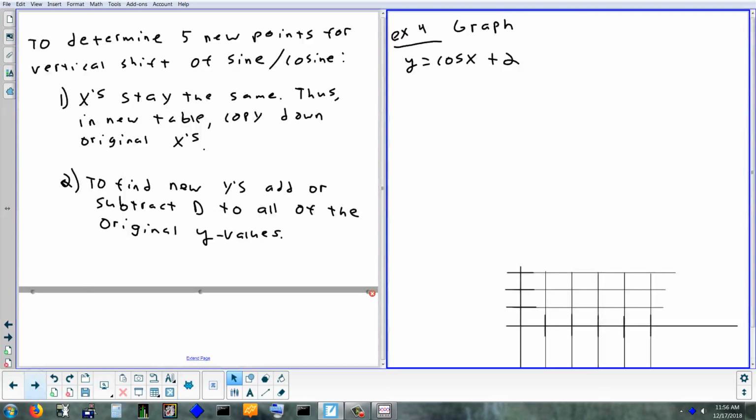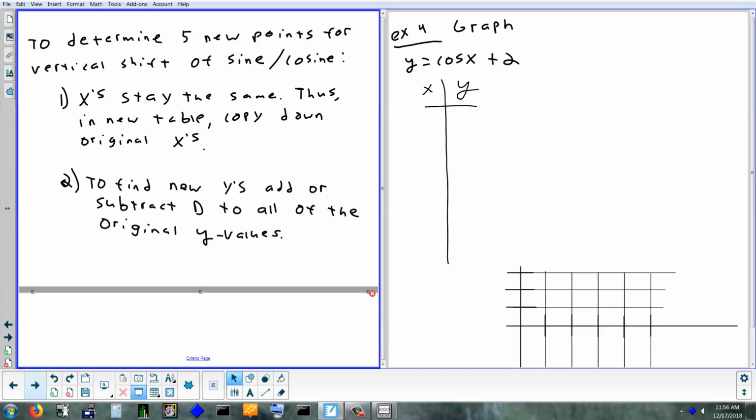How do you know that that's a vertical shift and not a phase shift? Because they both use addition. So how can you tell the difference? Yep. It's not in parentheses with the x, the letter. Okay? It's not in parentheses with the letter. So, Michael just told us, or he confirmed why it's a vertical shift. X's stay the same.